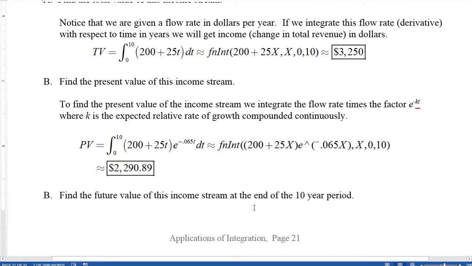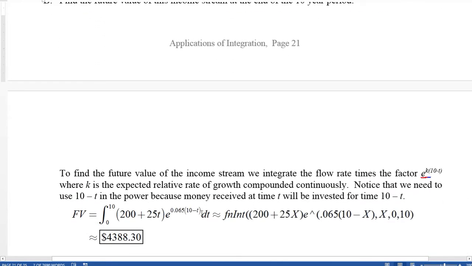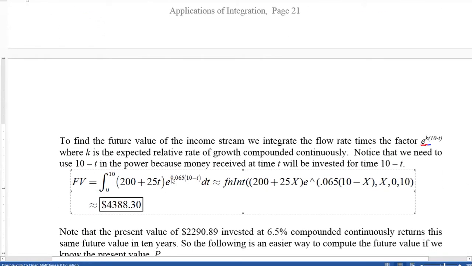Okay, what could we figure the future value of the income stream? Well, basically, you just change that integral to make that power positive, but instead of the t here, you're going to put 10 minus t. Because if you think about it, when you plug in a certain number for t here, let's say t equals 1, that's the money you're getting in year 1, but that's going to be left for 9 years for the investment. So this power needs to be the total ending minus t.